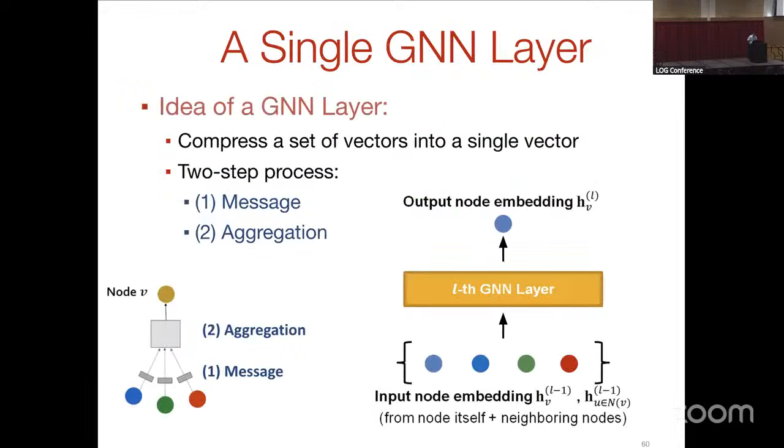Right? And then the idea of a GNN layer, as you may be very familiar with, is to have this two-step process. So the main intuition is to compress a set of vectors from the local neighborhood of your node into a single vector, a single hidden vector at the end. So it's a two-step process. So you have a message function, which checks which messages that you want to pass along. And then you have the aggregation, which then does a set operation on the messages.